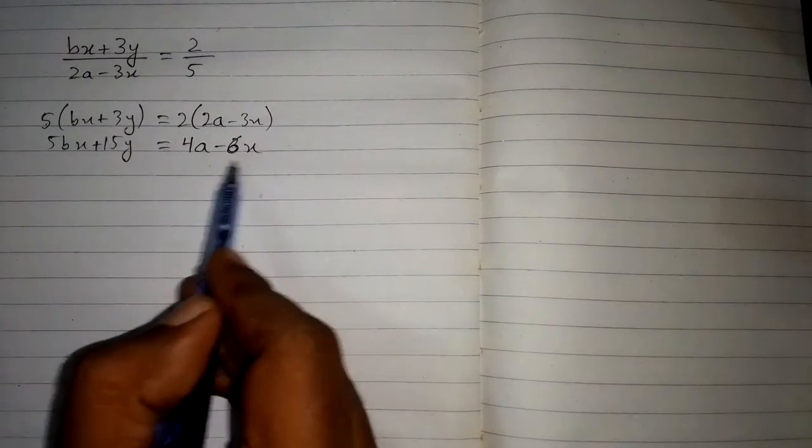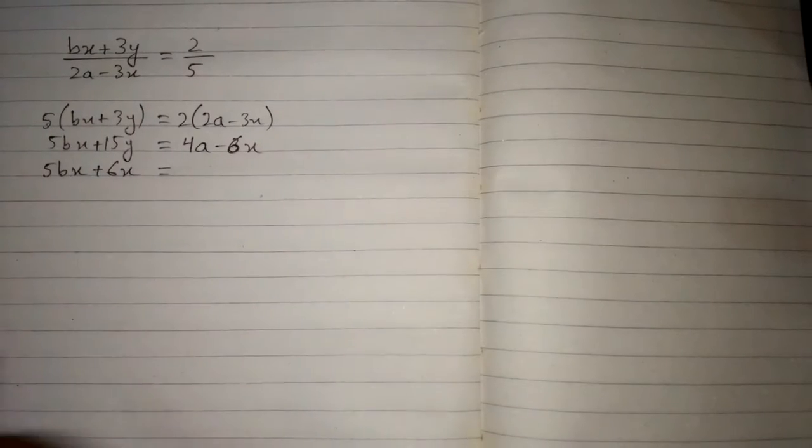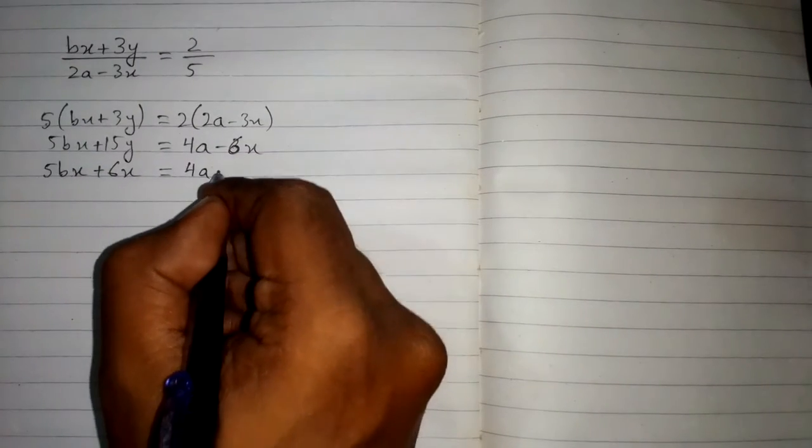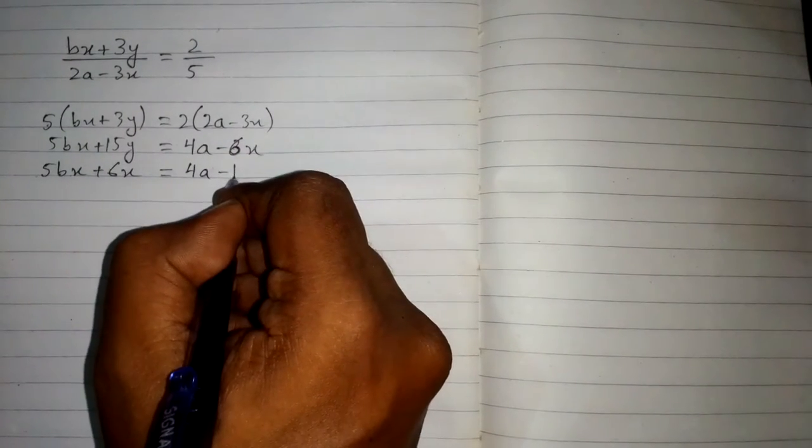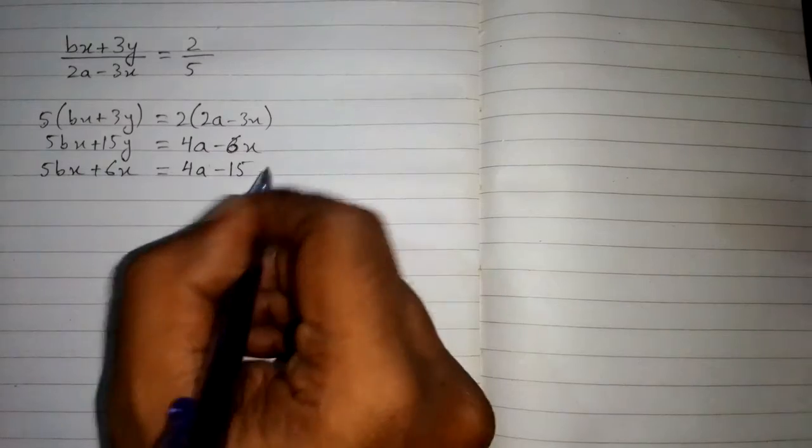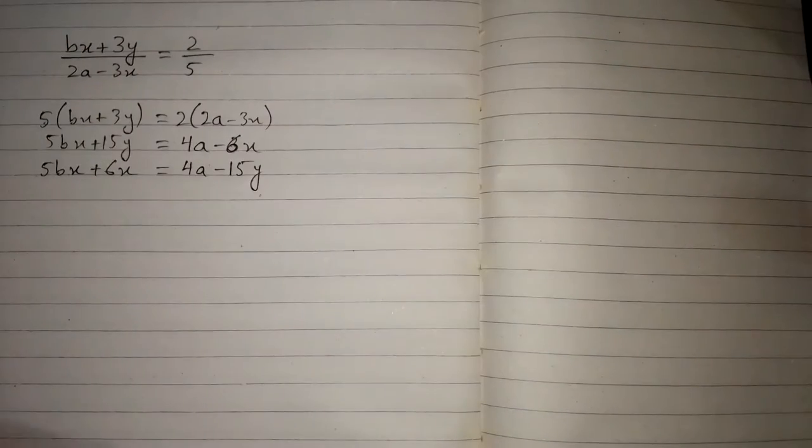Now we have to make x the subject, so we must have x on one side of the equation. So we will take this minus 6x to the other side. We have 5bx, and minus 6x will become plus 6x, and then we will take this plus 15y to the other side of the equation. So it will be converted into minus 15y.